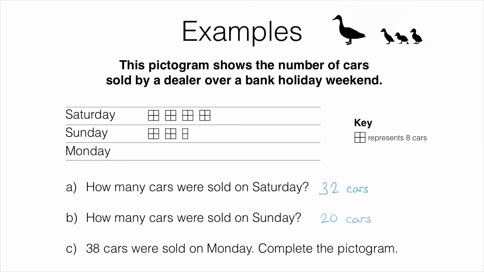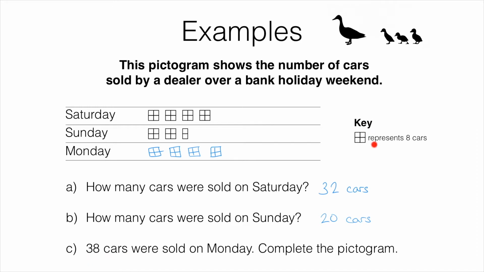The last part of the question tells us that 38 cars were sold on Monday, and we now need to complete the pictogram. Drawing in the first box, this represents 8 cars sold. If we draw in another box, this represents 16 cars sold. If we draw in another box, that's now 24. Remember, we're trying to get up to 38. If we draw another box, that gets us up to 32 cars sold. Now, if I draw another one of these symbols, I would end up with 40 cars sold, and that's too many. Only 38 were sold.